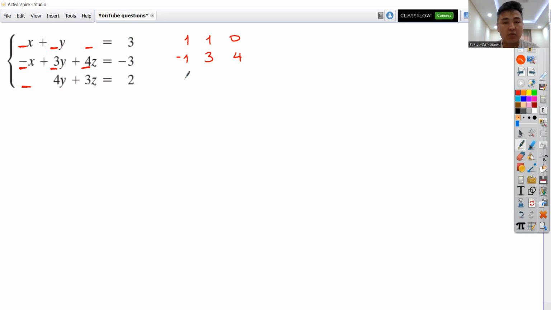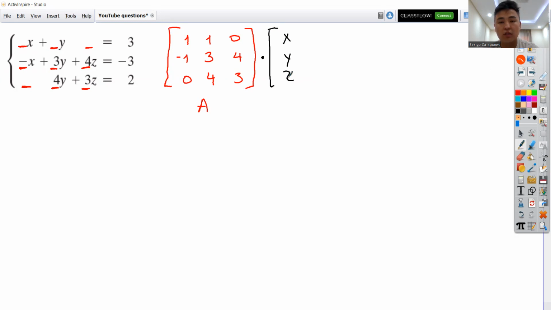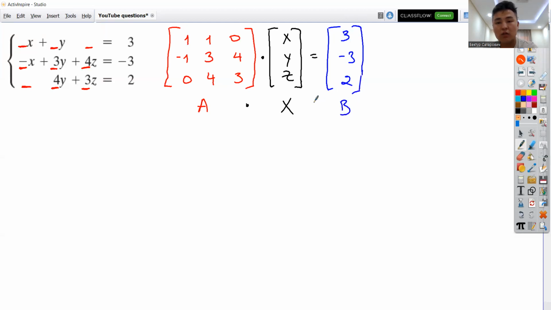Then I don't have x, that means 0, but I have y, 4, and z is +3. All right, this is my matrix A. Then I have x, y, z in this order, and this is equal to 3, -3, and 2. This is B. So A times x equals B.